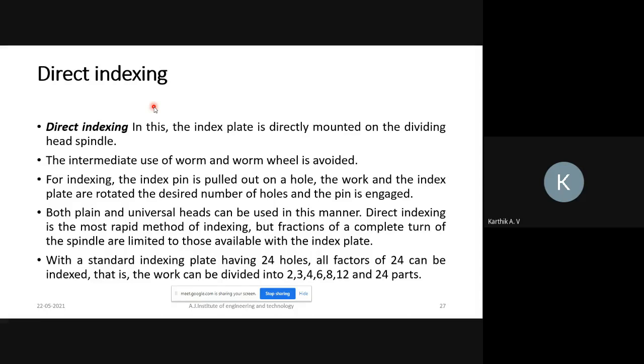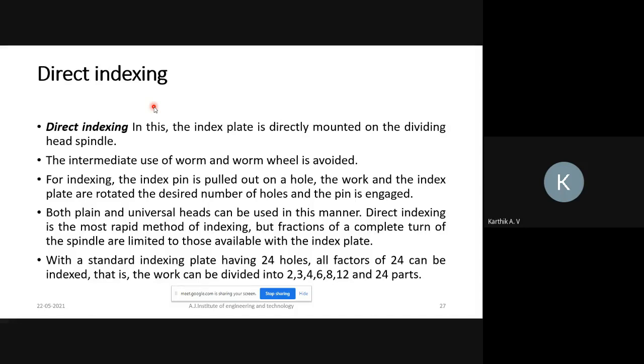Suppose you want to make 24 divisions in the workpiece. How many whole circles should you count? 24 whole circles. So how many holes should we move? n is equal to 24 divided by capital N. Capital N is the number of divisions required. So capital N is 24, and 24 divided by 24 is nothing but 1. You will get small n as 1.